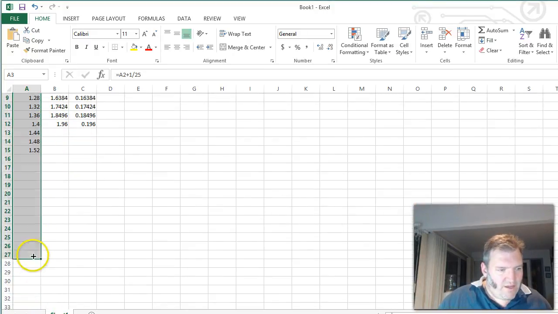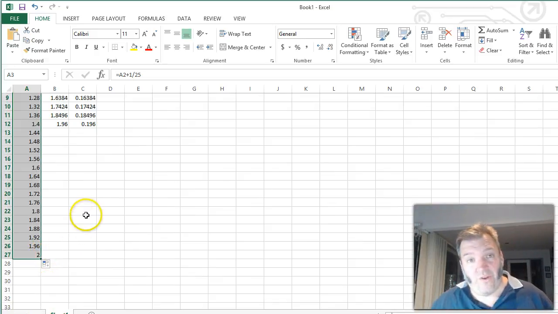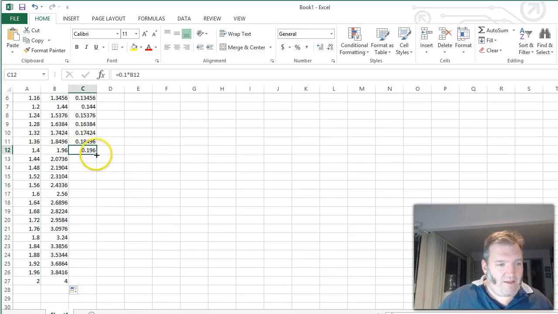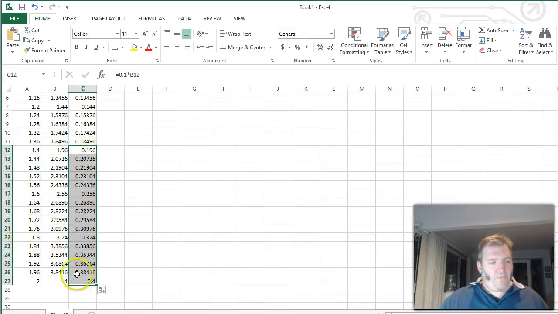Obviously just getting too excited. There we go. We got all the way down to 2. Now when I go back to these other columns, if I just double click, it'll drag them down to the same thing, calculating as it goes. So we've got all those values. You can see here our final row is 27th.